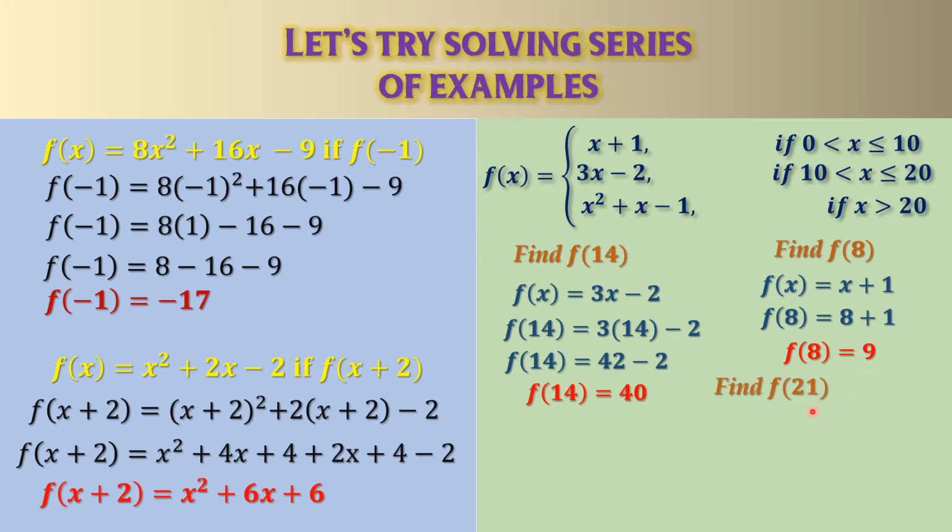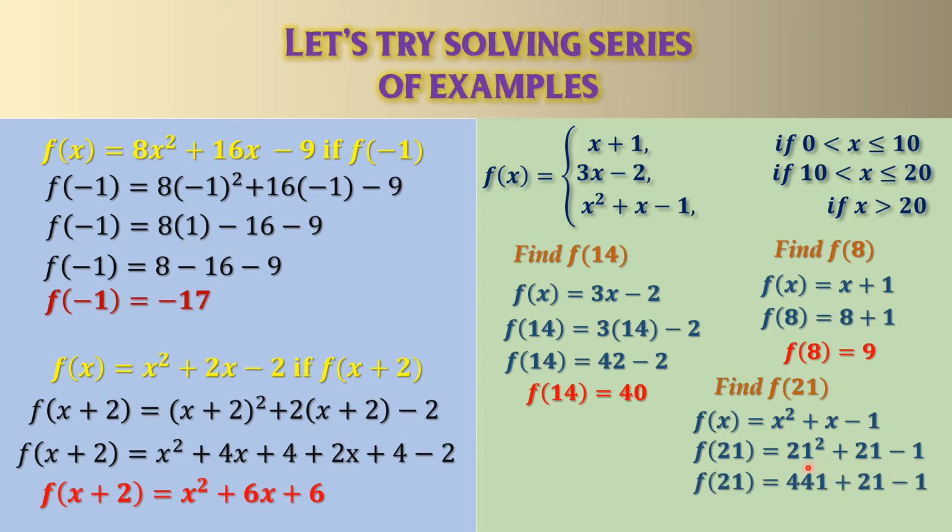Next, how about if the value of x is 21? This number falls under the interval when x is greater than 20, and therefore we have to use this function. So f of x is equal to x squared plus x minus 1. This will be our working equation or function. Then we replace x with 21. So we have here f of 21 is equal to 21 squared plus 21 minus 1.